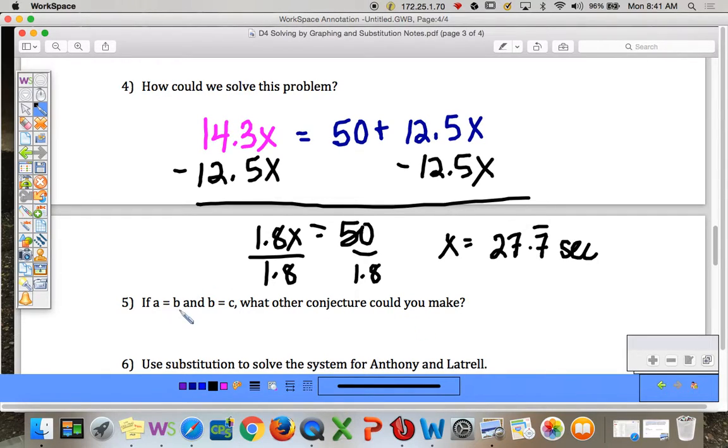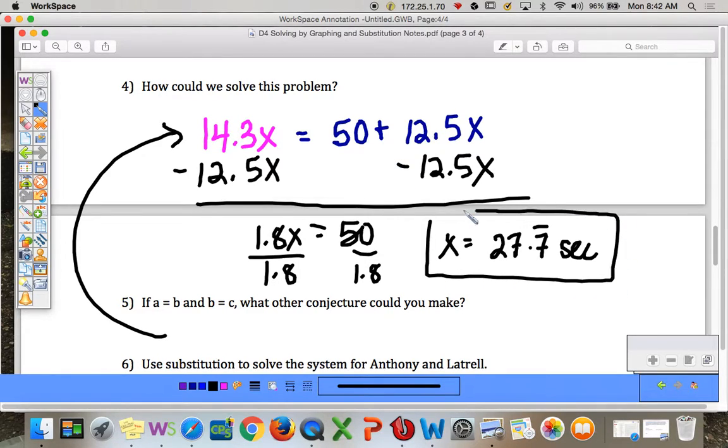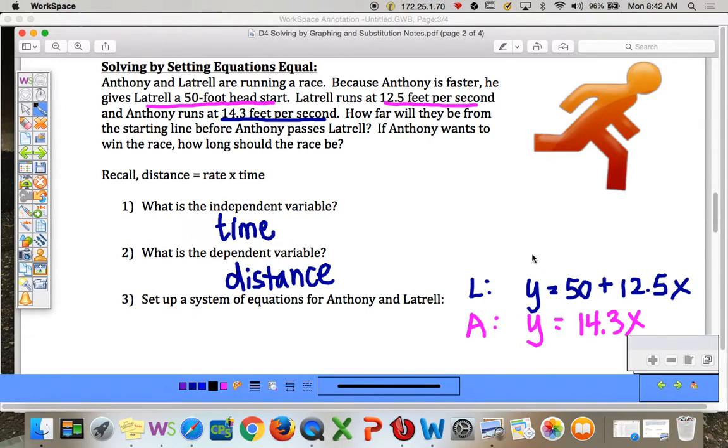And this is saying if A equals B and B equals C, what conjecture can you make? Well, we can set them equal, and that's what we're getting to, set them equal and solve. So to use substitution, set them equal, that's the first step. Once we find x, we can plug into either equation and solve for y. So again, we're looking at both of these equations here and here.